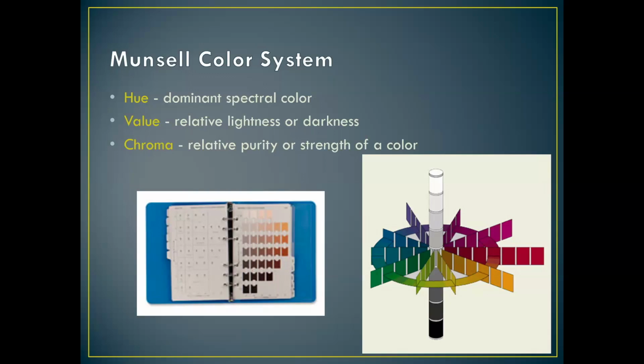And then there's a value. A value is the relative light or darkness of a soil or of any color. So white on one end and pure black on the other end. And then there's chroma. Chroma is the purity or strength of a color.